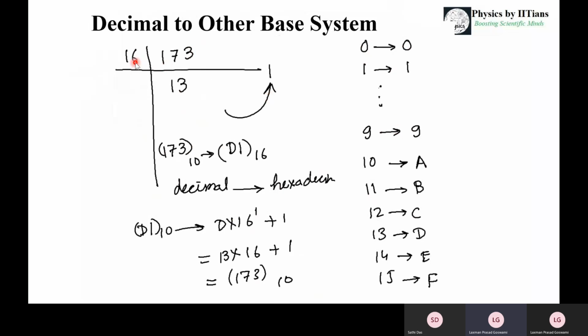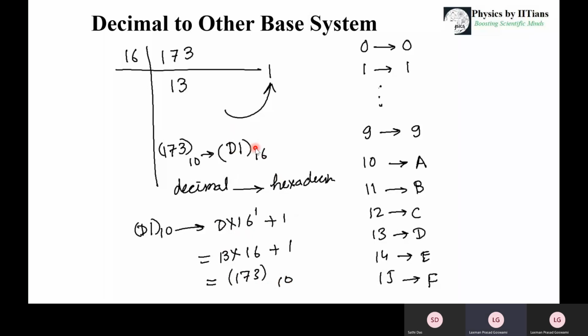So if we divide 173 by 16, we will have 13 here and the remainder will be 1. And this 13 is equivalent to D. So we can write the hexadecimal number as D1. So D1 in hexadecimal is equivalent to 173 in decimal. We can recheck this by reconverting this hexadecimal number into decimal: D multiplied by 16 to the power 1, plus 1 multiplied by 16 to the power 0. D is 13, so we will have 173 as the decimal equivalent.